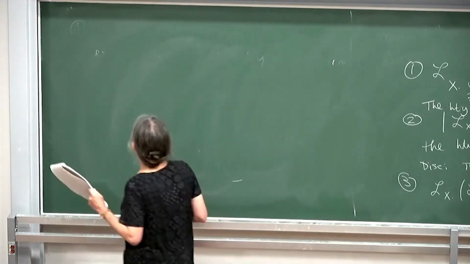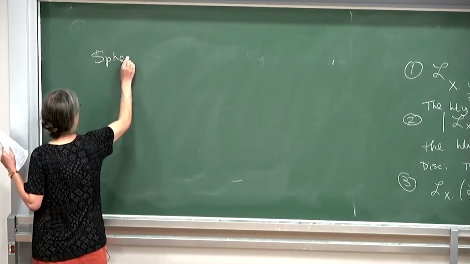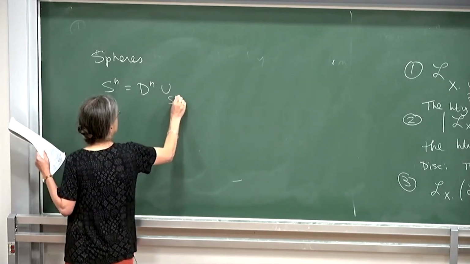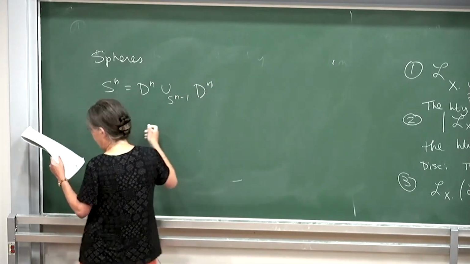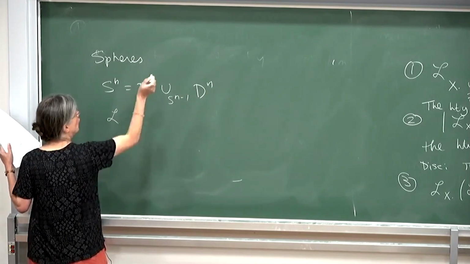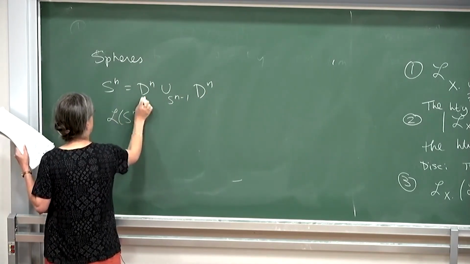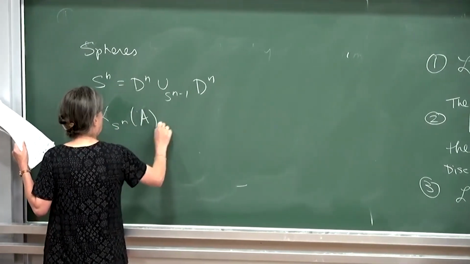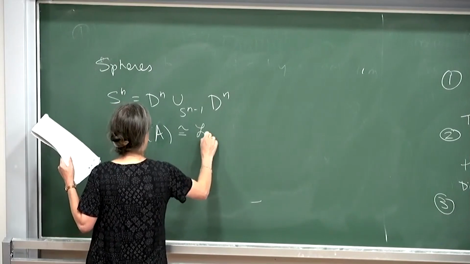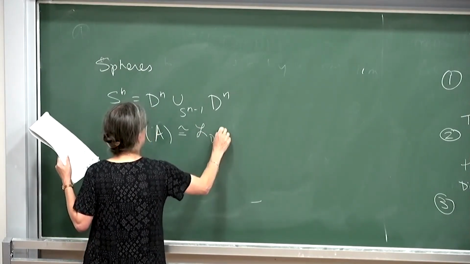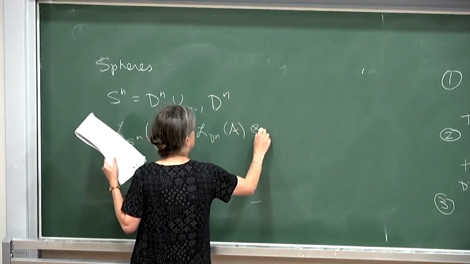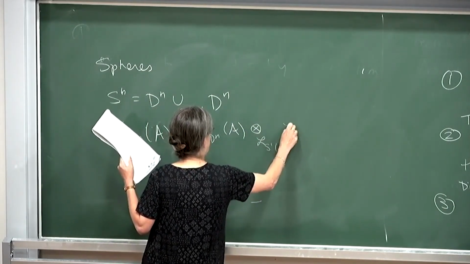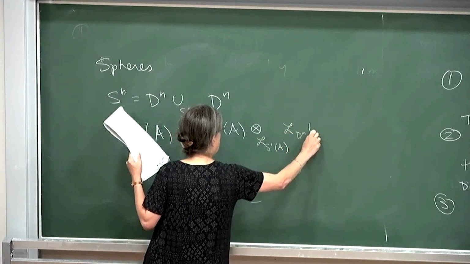Okay, so spheres. The good decomposition is S^n is D^n joined along S^{n-1} with D^n. And therefore, by my properties, L S^n of A is L D^n of A tensor over L S^{n-1} A of L D^n A.